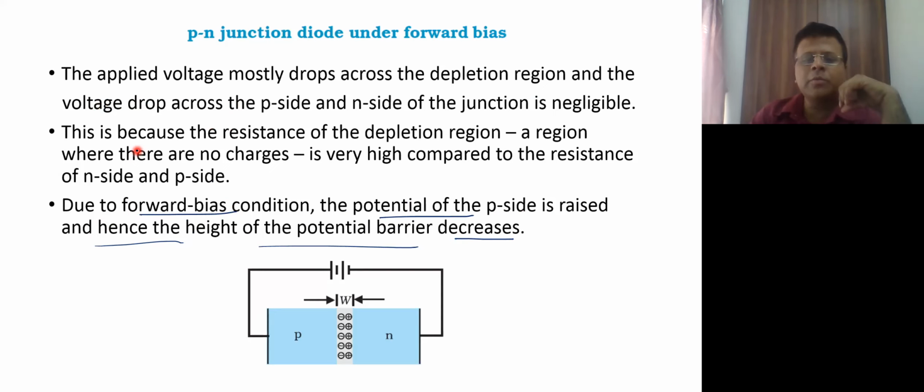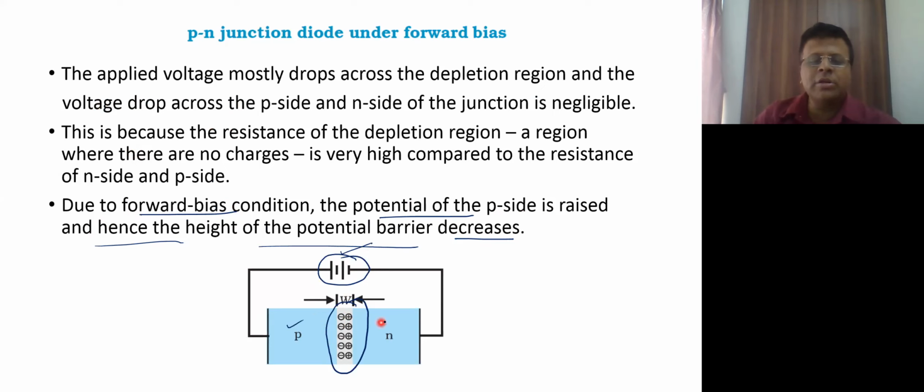Or trying to put it in another way, we can say that whatever voltage you have applied, most of that voltage is actually going to apply across the depletion region, because the high resistance region that we have is the depletion region. The P region and N region are not high resistance regions. So most of this applied voltage is going to come across this junction, and that is why the barrier potential will decrease. That's what we have put here in the first two points. That's another way to understand why the barrier potential is decreasing.